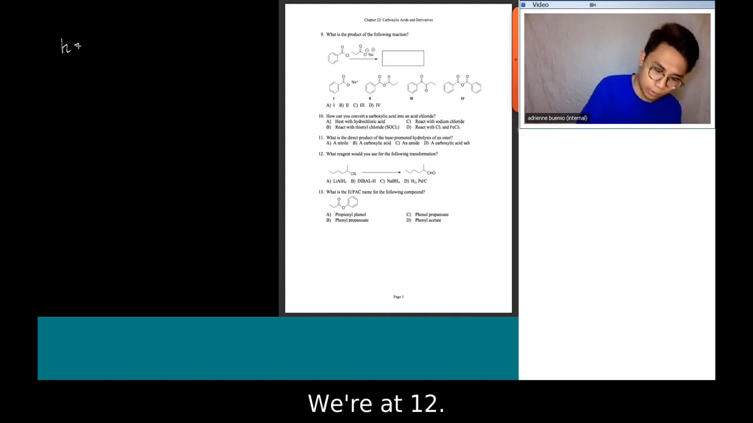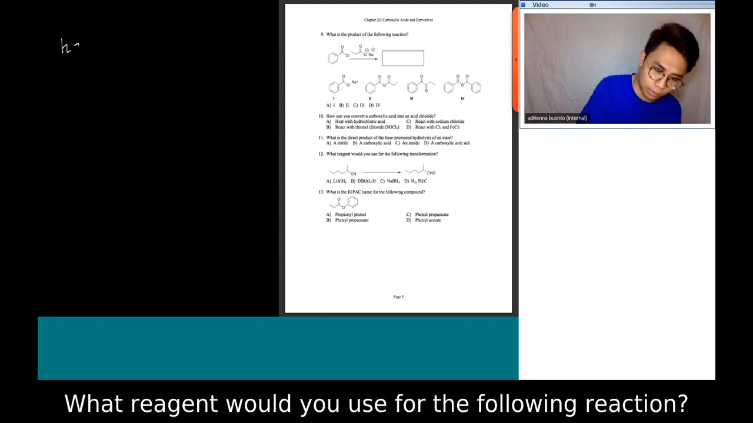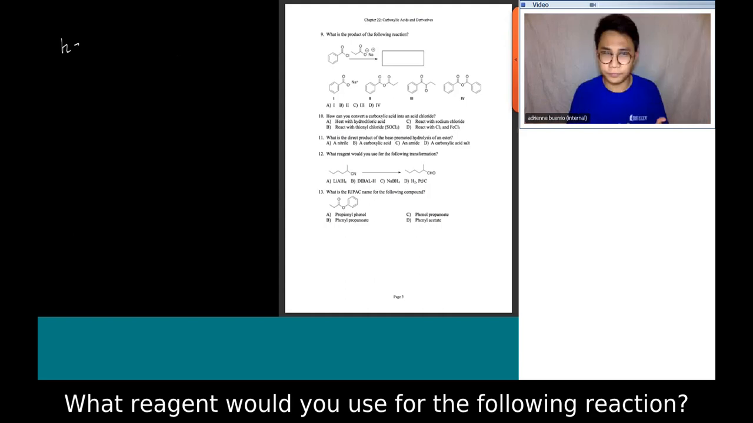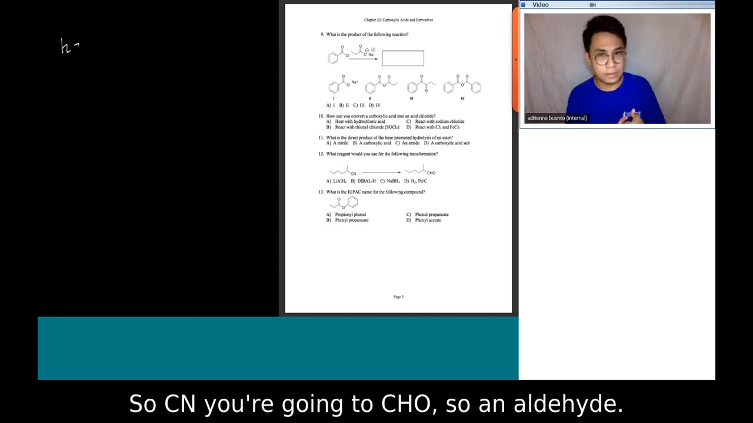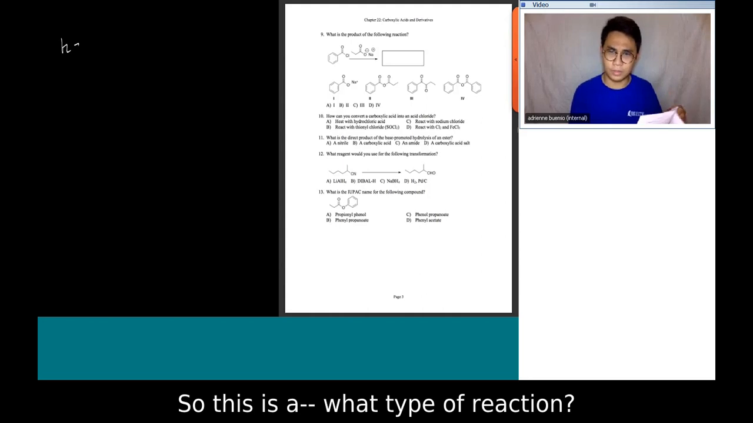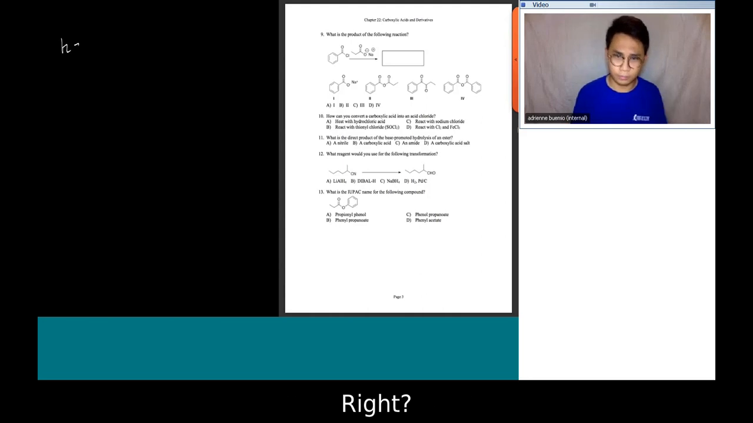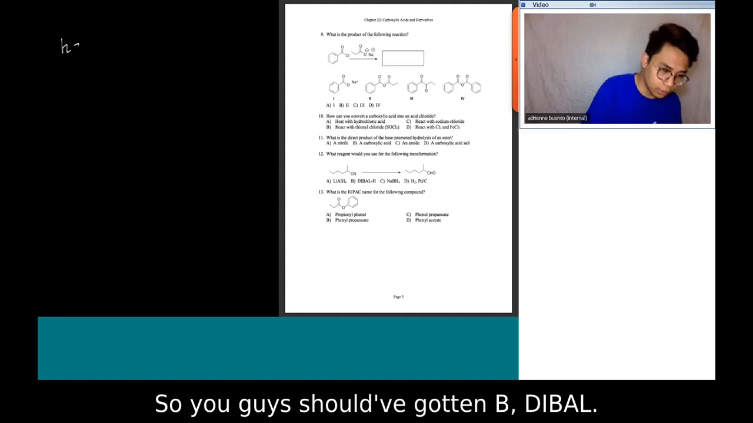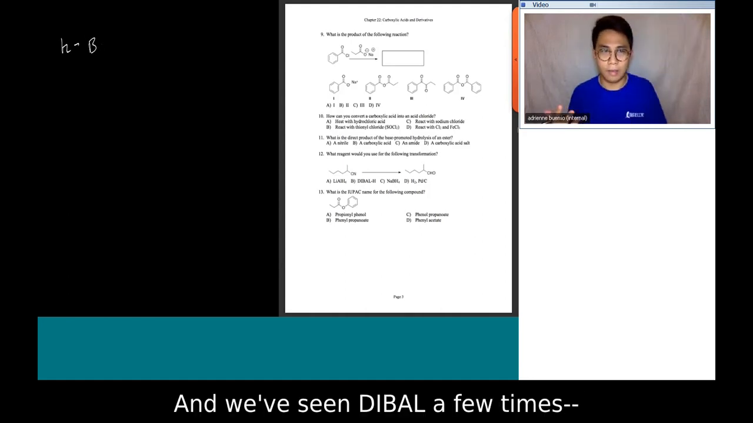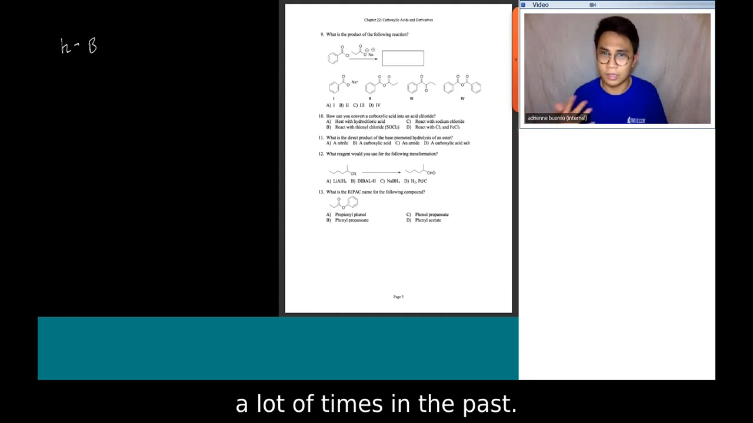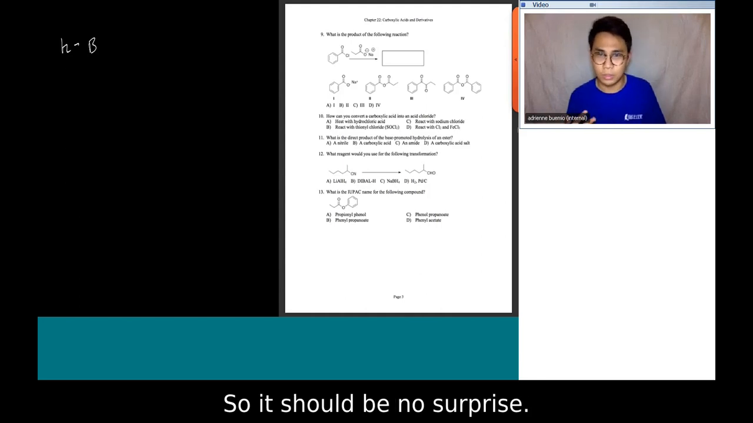Okay, 12. What reagent would you use for the following reaction? So CN going to CHO, an aldehyde. So this is what type of reaction? Reduction. So you guys should have gone B, DIBAL, and we've seen DIBAL a lot of times in the past, so it should be no surprise.